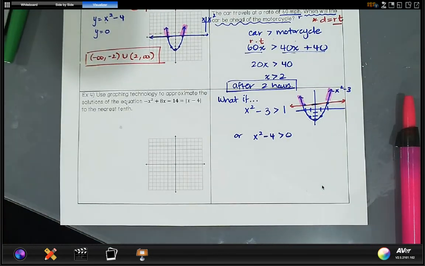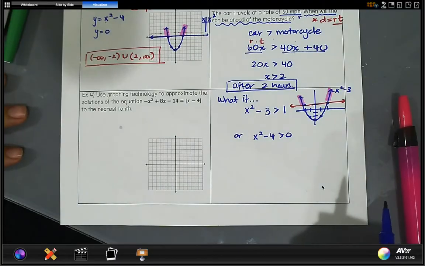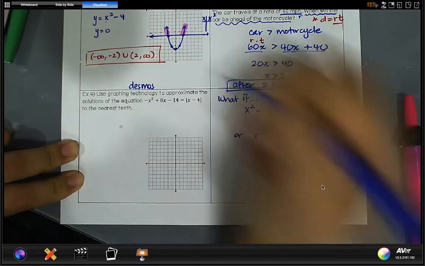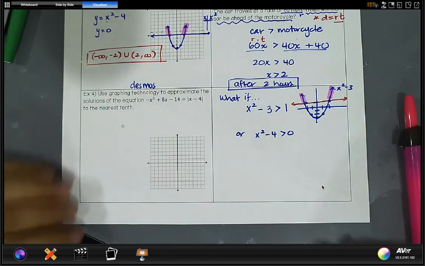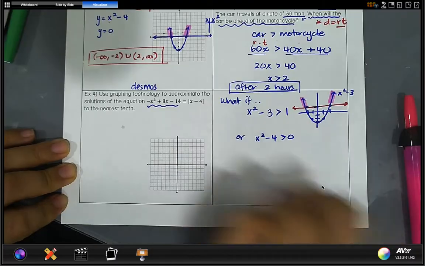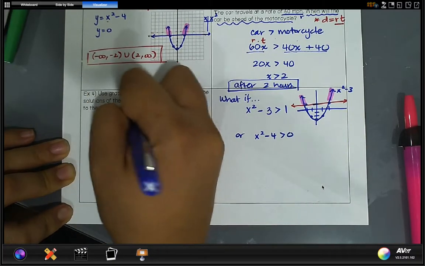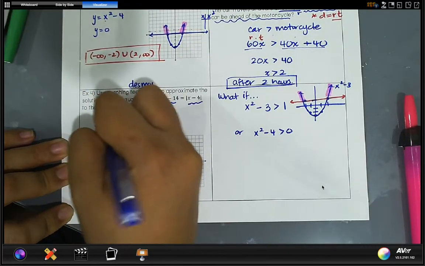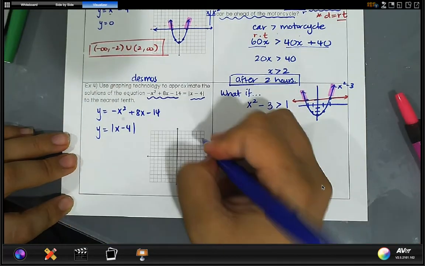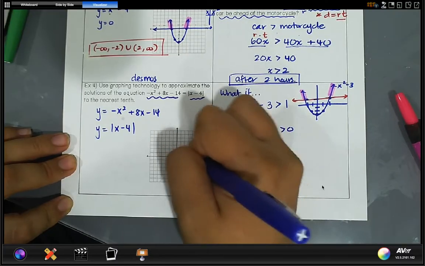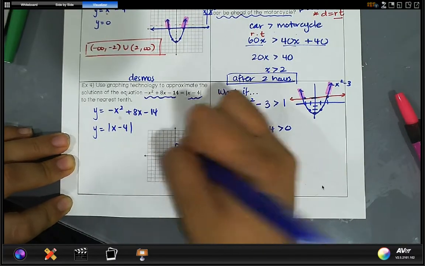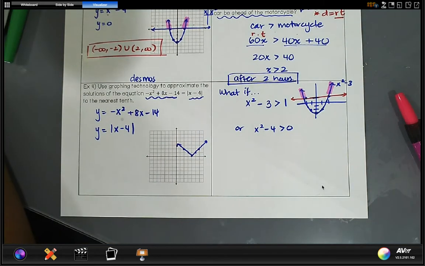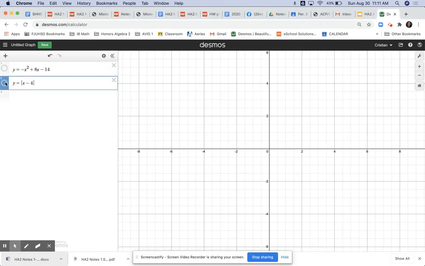Okay, last example. Use graphing technology to approximate the solutions of the equations. So I'm going to go ahead and use Desmos, graphing calculator. Again, I'm just going to go on Desmos and I'm going to graph y equals negative x squared plus 8x minus 14. And I'm going to graph y equals absolute value of x minus 4. And I mean, I know that that one's going to look like this. I also know that this one is going to open down. So let's go ahead and see on Desmos what that gives us. So I already knew this one.